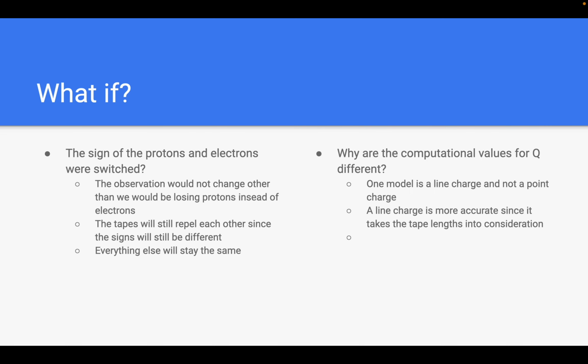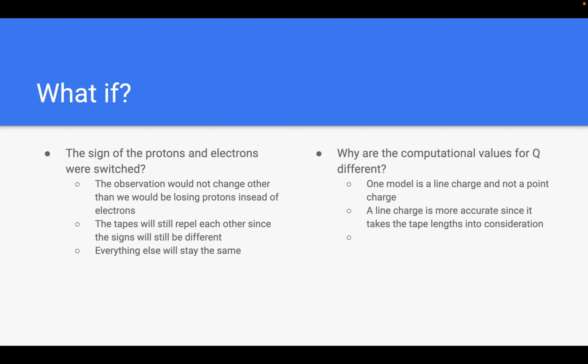And for the what if questions, so what if the sign of the protons and the electrons were switched? If the proton and electron signs were switched, the observation still wouldn't change, other than we would now be losing protons instead of electrons, and the tape would still repel each other since the signs would still be different, and everything else would stay the same. It's the same thing, just kind of switched.